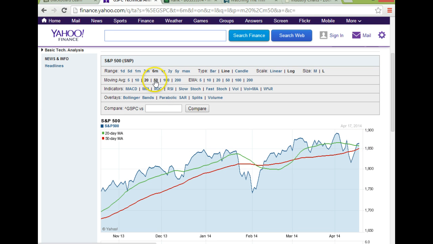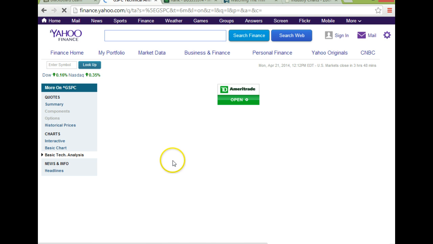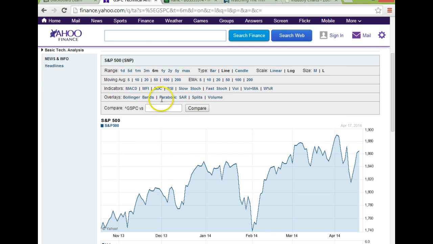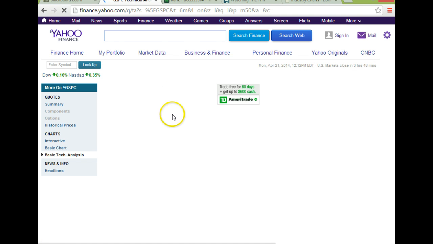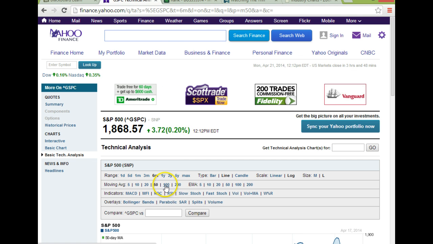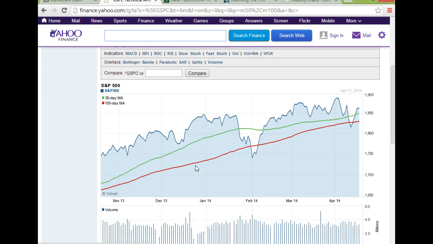Some people like to use longer-term moving averages instead of using the 20 and the 50. And this is just a matter of preference, and you need to play around with these moving averages until you find two that work for you. Some people work with the 50 and the 100-day moving averages as something that confirms the trends a little bit more because it's smoothed out more.